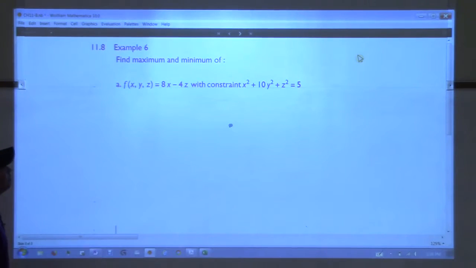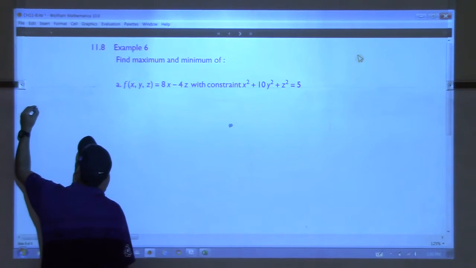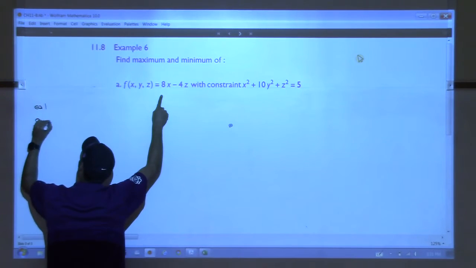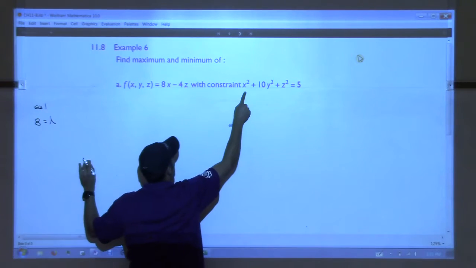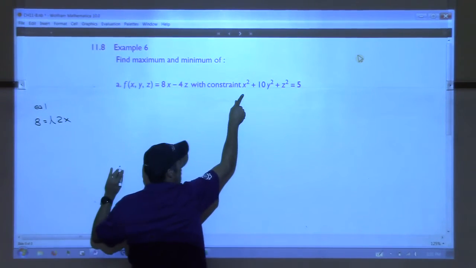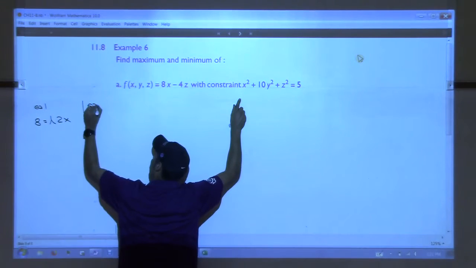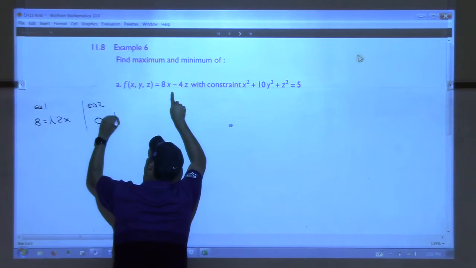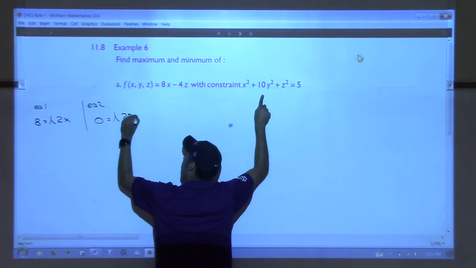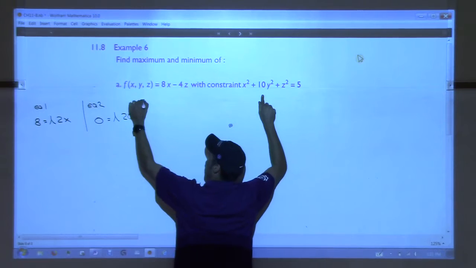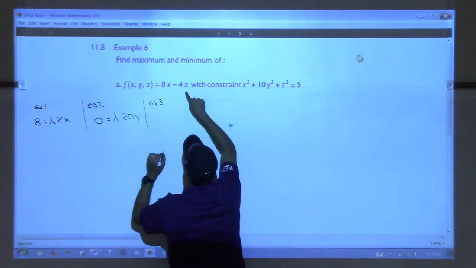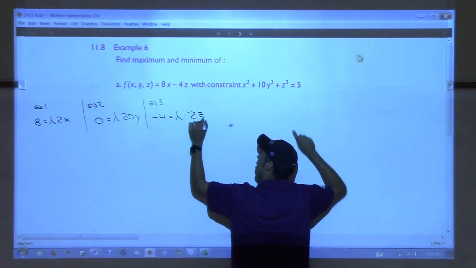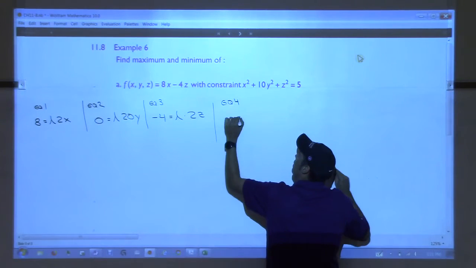All right, so equation one. What's equation one here? Partial of this with respect to x equals lambda times partial of this left side with respect to x: 2x. Okay, equation two. Partial of this with respect to y, which is 0, equals lambda times partial of this with respect to y, 20y. Third equation, partial of this with respect to z, negative 4, equals lambda times partial of this with respect to z. And then finally, our fourth equation is the constraint equation.